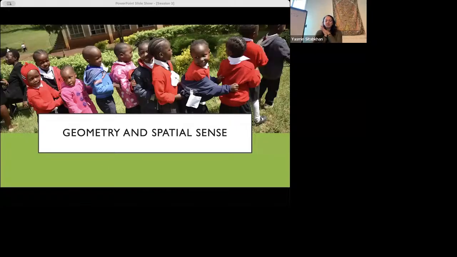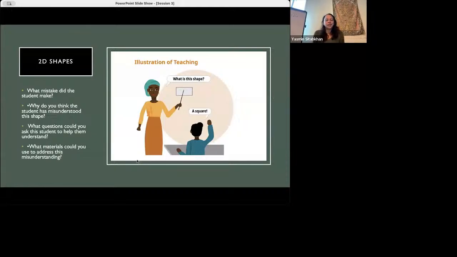Let's talk about geometry and spatial sense. This is one of the funniest topics, I think, to talk about. So we're going to have fun looking at shapes. Here we go. Okay, let's start with our illustration of teaching. What is this shape? And the child says a square. What mistake did the student make?